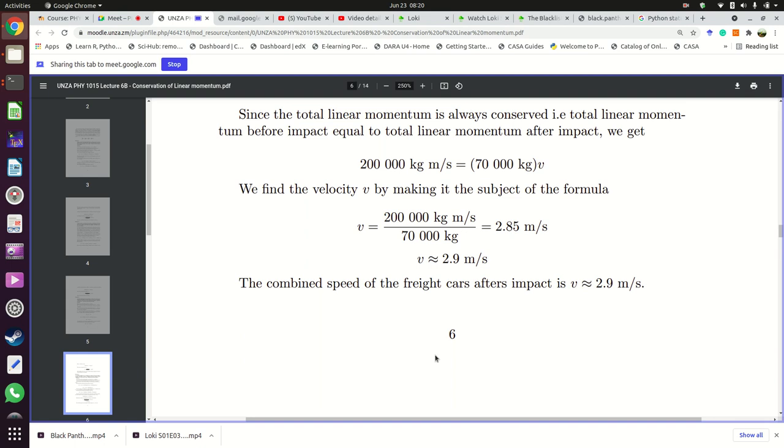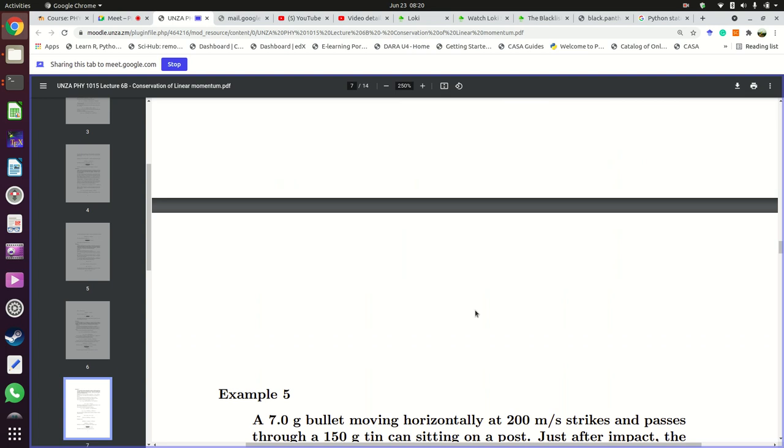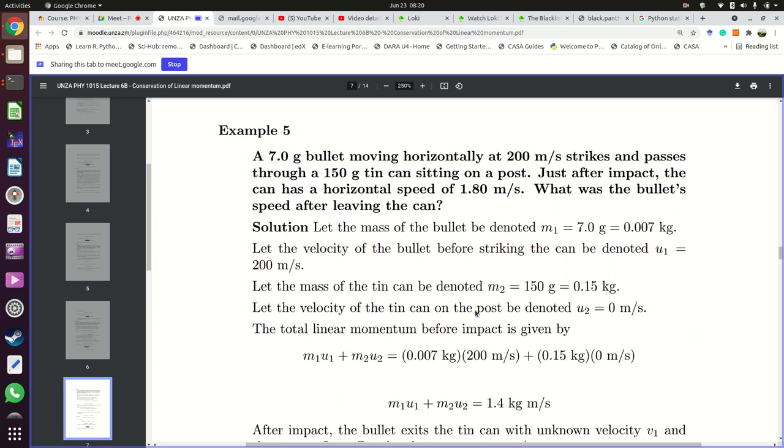Okay, next we move on to another example, example number 5. Now in example number 5, the other two examples we have looked at, things end up getting stuck or being coupled, but in example number 5, that's not the case. Things don't get coupled or get stuck. Things actually move on their own.